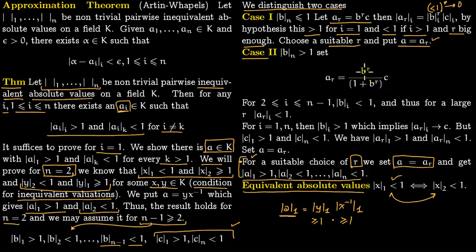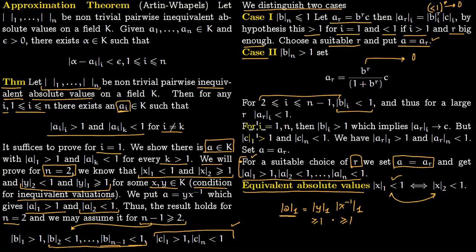So now we set a_r as this, p_r over 1 plus p_r, times c. Now between 2 and n minus 1, all these valuations are less than 1. So for a large r, as r goes to infinity, this will go to 0. So no matter what c is, you can take r large enough to make this a_r less than 1. So for absolute value 2, absolute value 3, and so on, all the way to n minus 1, we have been able to show that it is less than 1.